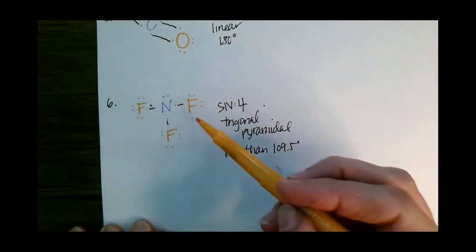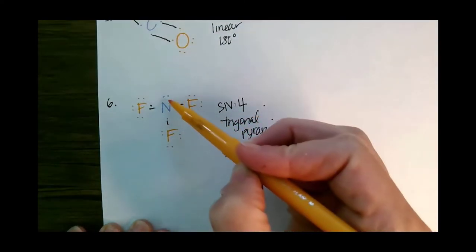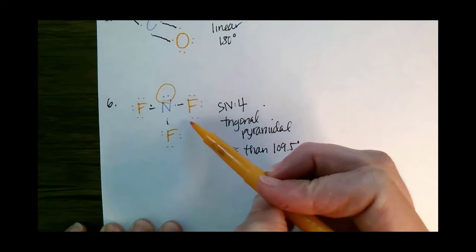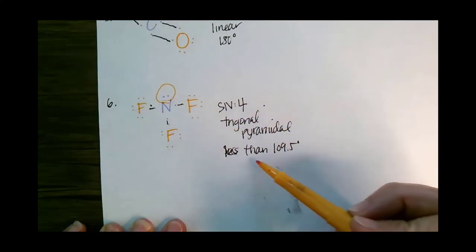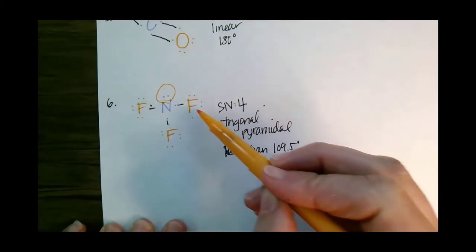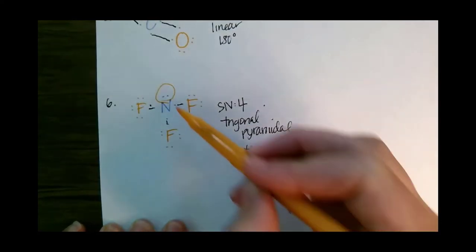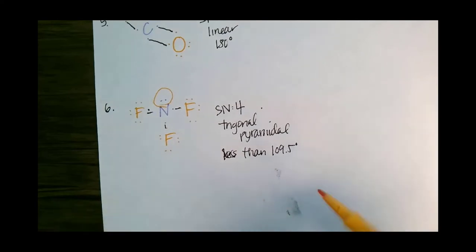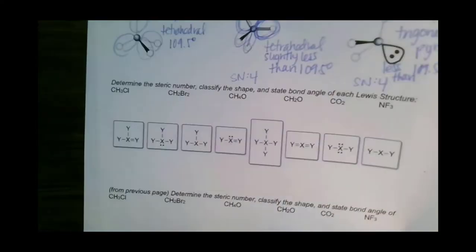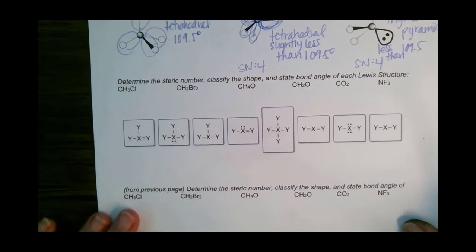And then finally, NF3, steric number of 4 because those lone pairs count as 1. And then 3 F's, so 4, trigonal pyramidal, and that angle is going to be slightly less than 109.5 between those F's because that lone pair of electrons up there take up that space. Hopefully you're starting to feel pretty confident with this.